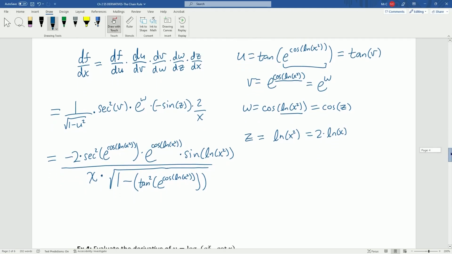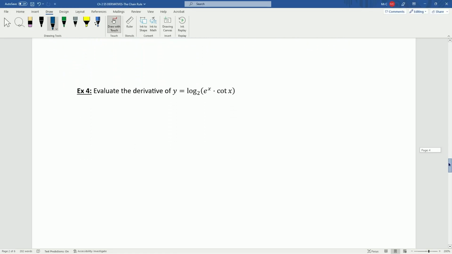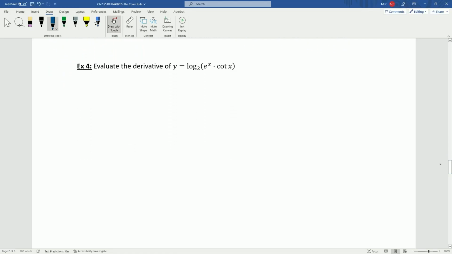Okay, so that's it for those examples. Let's go ahead and move on to something a little different. So here we've got a chain rule, but inside the function is a product. So things end up going a little differently here. I start with my usual log base 2 of e to the x times cotangent of x. Sorry, I should say I rewrite that with u here. So I want dy dx, and I'm starting with dy du.